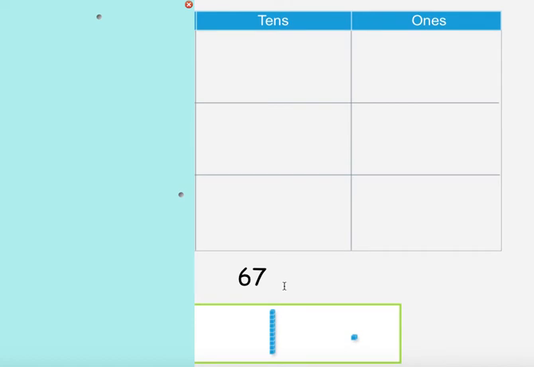Say the number. Okay, our number is 67. Pause the video here to figure out how many 1s and how many 10s you need to make the number 67. Okay, so I'm going to drag over the cubes that we need to make the number 67. You can say the numbers out loud as I drag them.